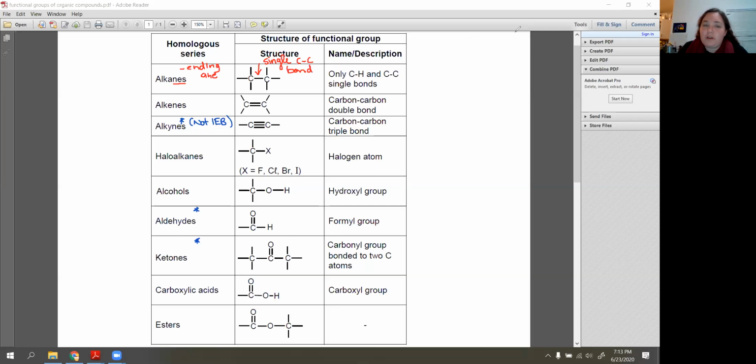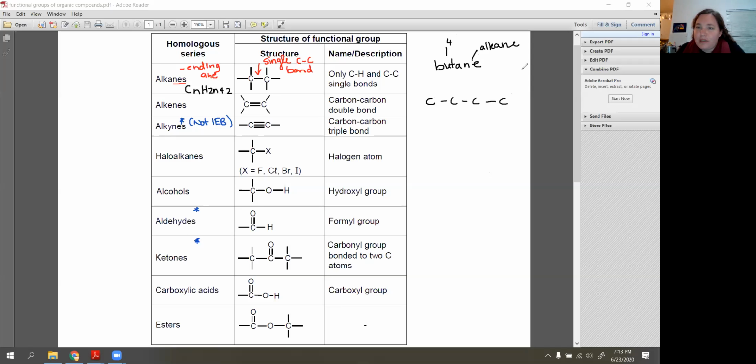And the other thing that's pretty important for you to know is that they have the general formula CnH2n plus 2. Okay, so if I were to, for example, talk to you about butane, you would need to know that but means 4, ane tells me it's an alkane, and therefore the only important functional group that they have is the single carbon-carbon bond. So it would be 1, 2, 3, 4 carbons joined together.